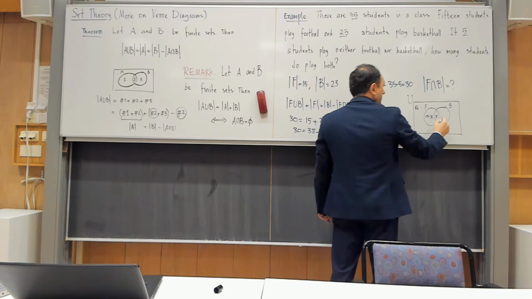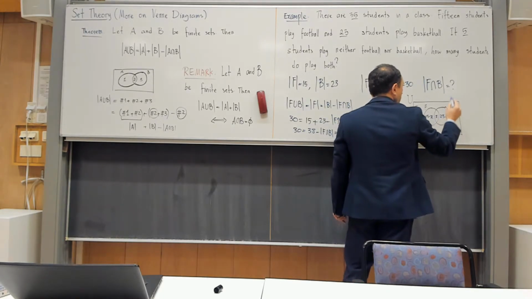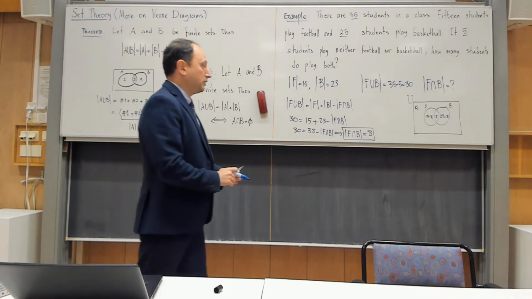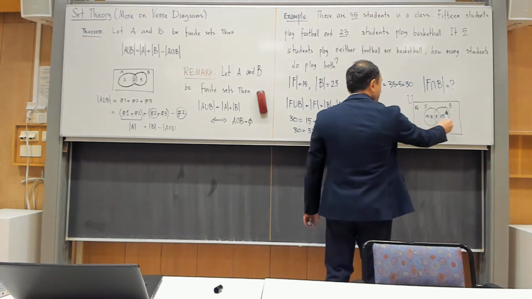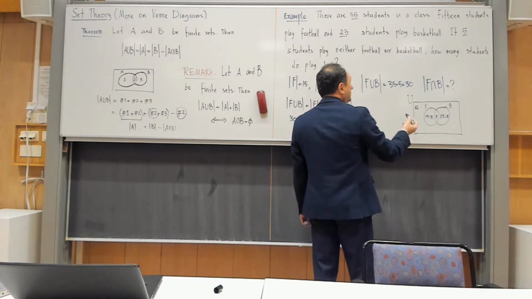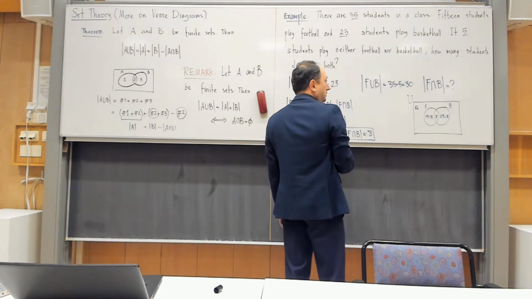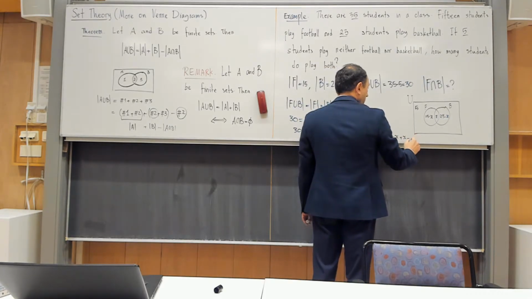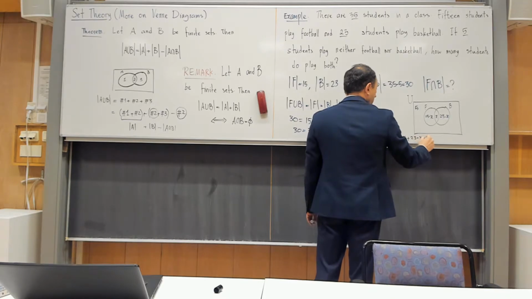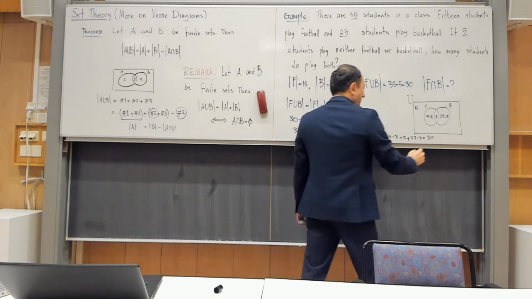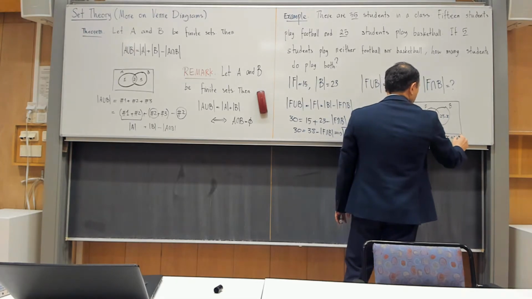15 minus X, and the same here, 23 minus X. So that's also one way of thinking about the problem. And then you can see that the total number of people in these 2 circles is given to be 30. So then you write 15 minus X plus 23 minus X is 30. And then you solve this one, again you find X is equal to 8.